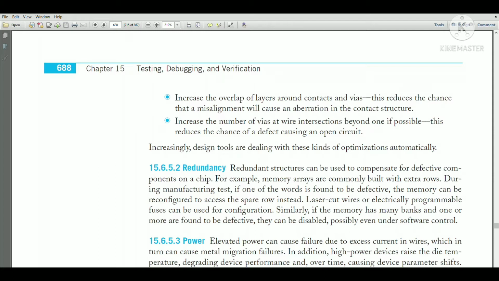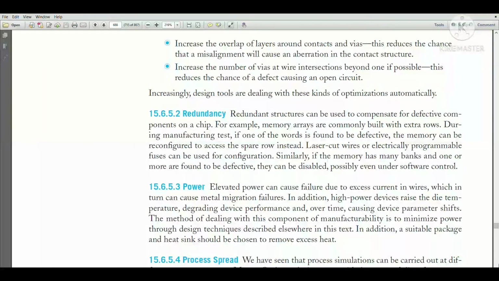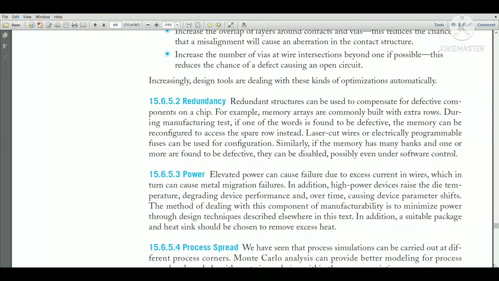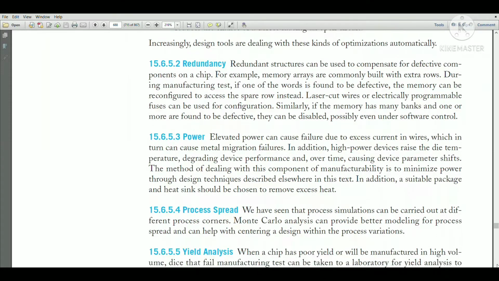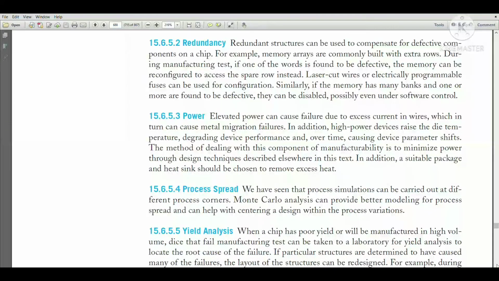So this is how you check for the redundant structures, and redundant structures can replace the defective components on a chip. We use redundant bits as well in the case of test patterns. Redundancy is always important. In a communication system also, redundant bits are used to help in transmitting and receiving the data through the codes.